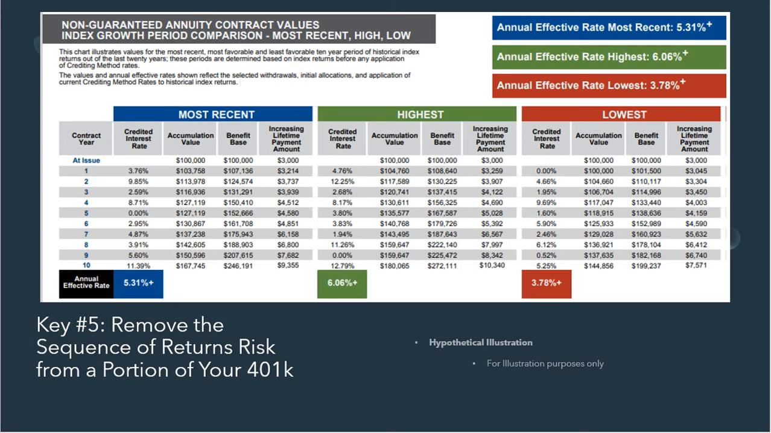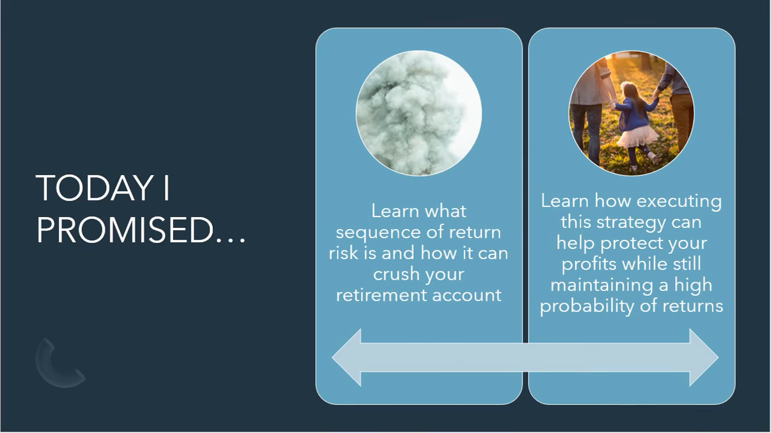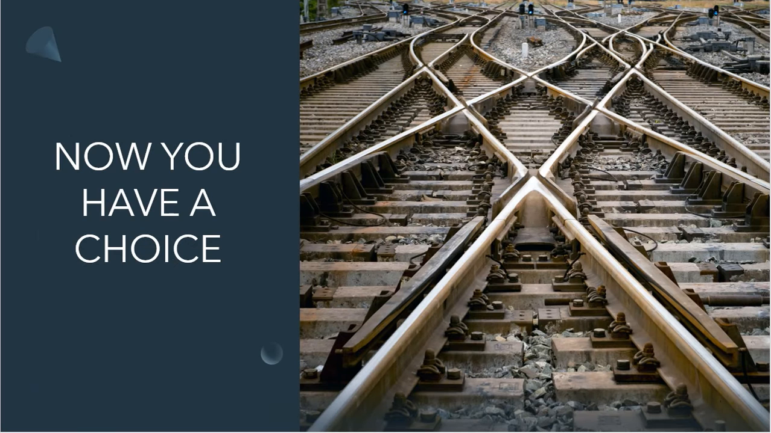So you create a risk profile, you have a formula on how to structure your portfolio. You understand sequence of returns and how to mitigate or remove sequence of returns from your portfolio, and then you structure your profile accordingly. So now, this is what I promised you today. Discovering your risk appetite, understanding how that works, how to structure your 401k, how Verizon allows you to protect your 401k, learning what sequence of return risk is, and how to remove sequence of returns from your portfolio.